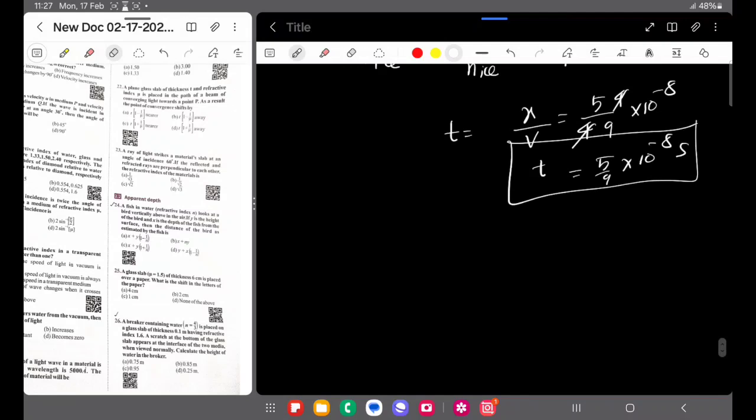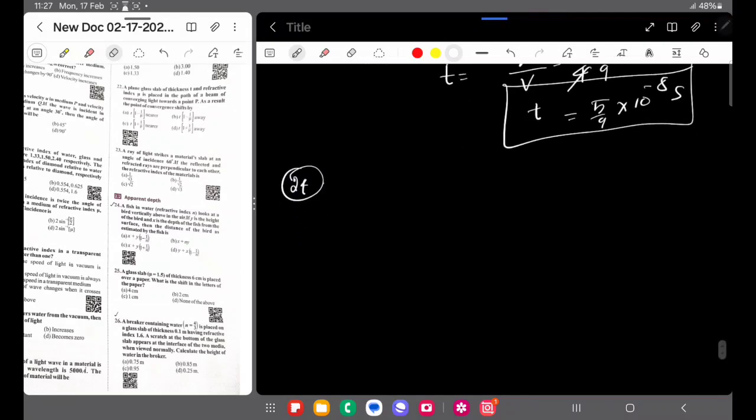Okay, now look into question number 24. A fish in water, with refractive index N, looks at a bird vertically above in the air. I think we derived the expression for it, right? The observer is located inside the denser medium, whereas the object is placed in the rarer medium.